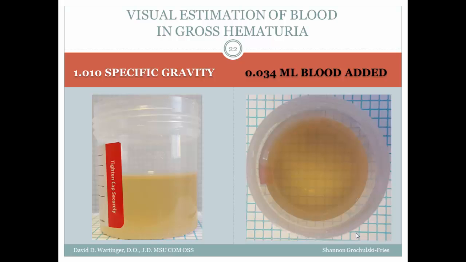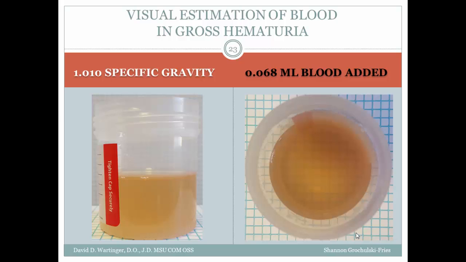Specific gravity 1.010 with 0.034 milliliter blood added. Opacity increased without significant color change. Specific gravity 1.010 with 0.068 milliliters blood added. Specimen developed an orange hue.